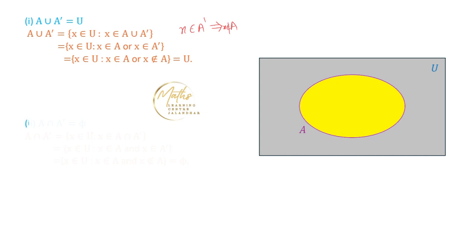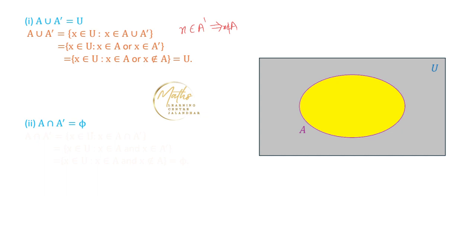Next we have is A intersection A complement, that is equal to phi. So clearly we can see from the Venn diagram, when we are saying this is the portion A, this outside portion, this is the portion A complement. There is no common portion between A and A complement. So what we get is that A intersection A complement is phi.